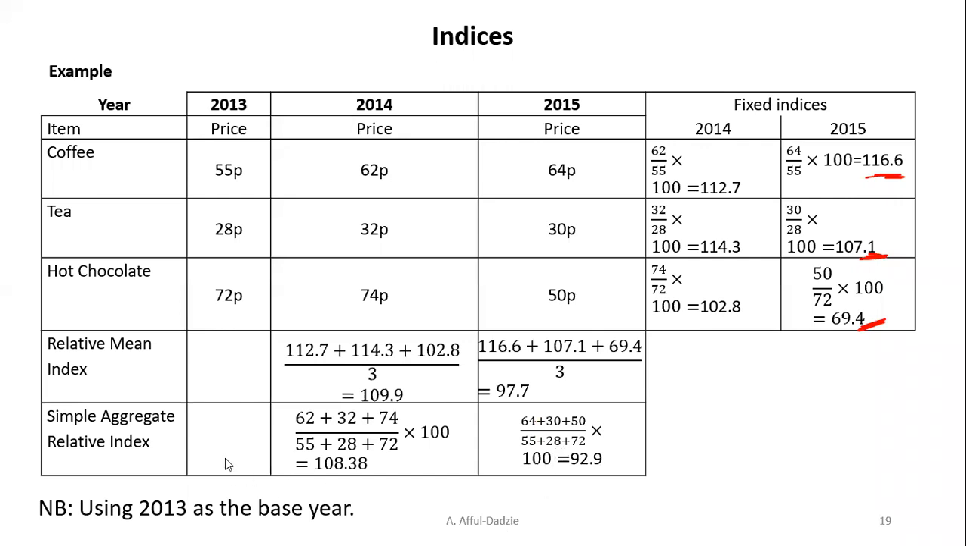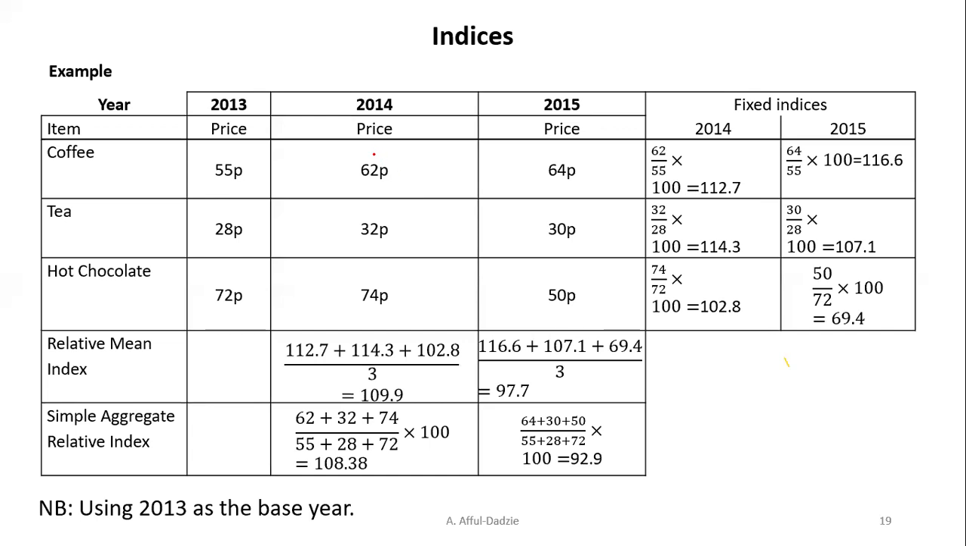In the case of the simple aggregate relative index, rather than going ahead to find the index numbers, what we seek to do here is to aggregate all the values. Aggregate the current values, the PNs, and then aggregate the respective base values, and multiply by 100, and it gives you a composite value.